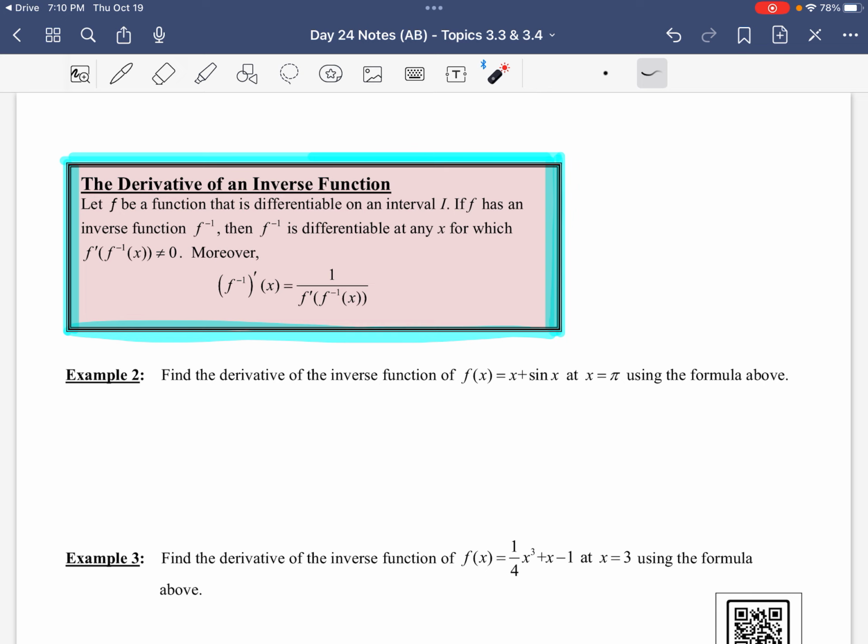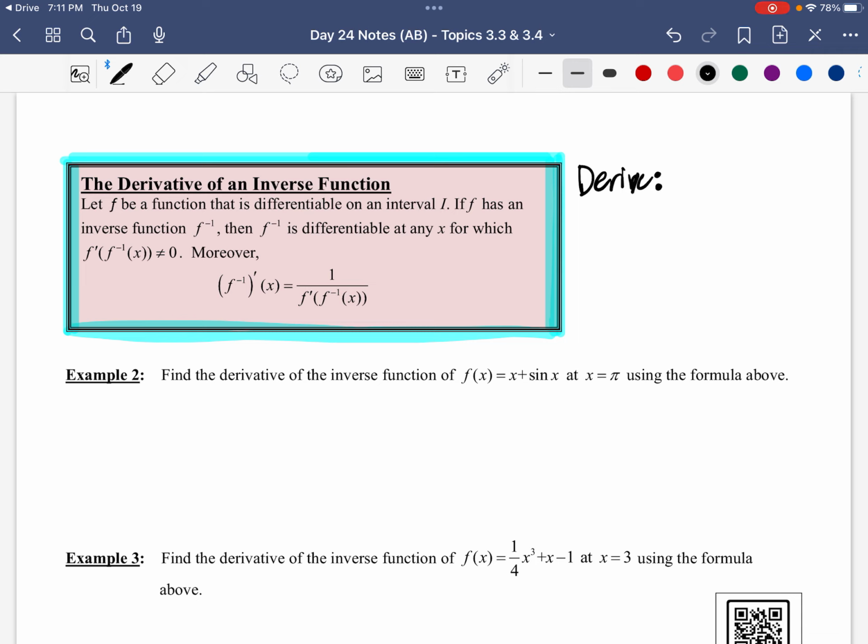It is completely fine to just memorize this formula. But if you can't memorize it, there's a way to get to it really easily. And so we're going to take a moment to derive it. Okay? So here's the idea.